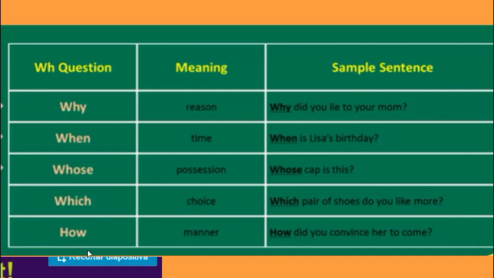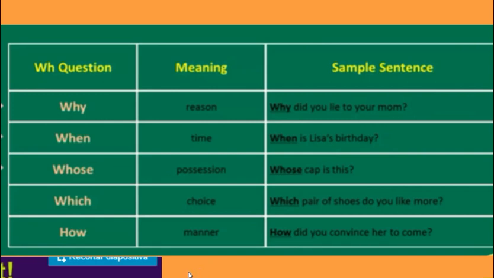In the next one we have the last one, how. It's a manner, the way that we do things. So for example, how did you convince her to come? In this one we have the manner or the way that you do the things. So all of them, as I show you, express something. So we need to keep in mind that they are very useful when we want to ask general information.